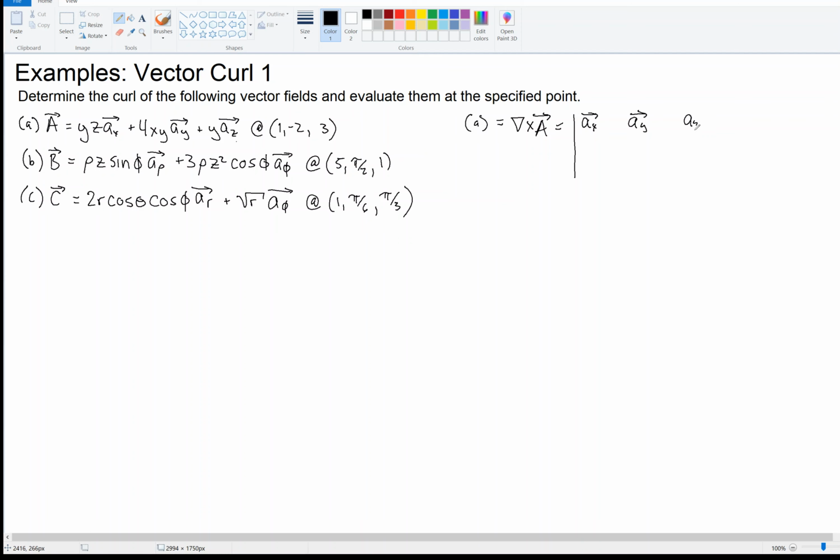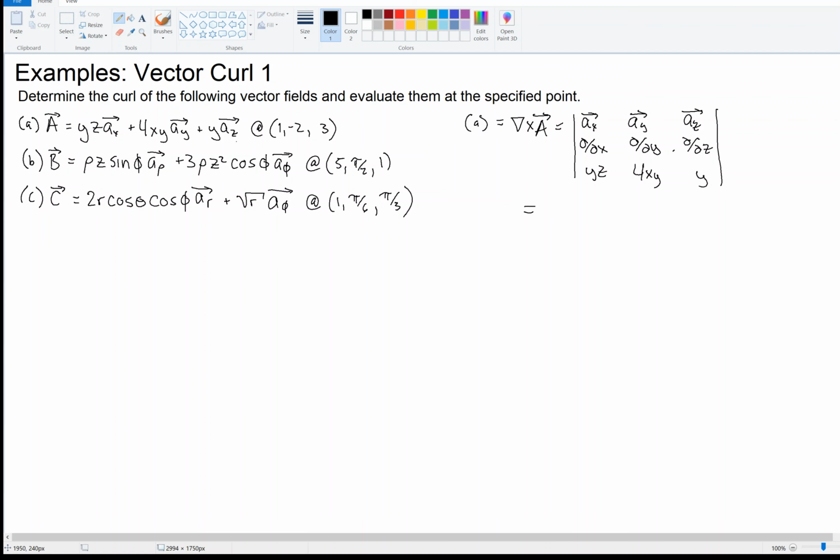So we put our ax, ay, az, our coordinate system up there, our unit vectors, that is. Then we've got the partials on the next row. Then we put our components of our vector field. So we put the yz, this is the x component. Then we put the y component for 4xy. Then we put the z component, just the y there. So this is the determinant that we have to calculate, okay, in Cartesian coordinates.